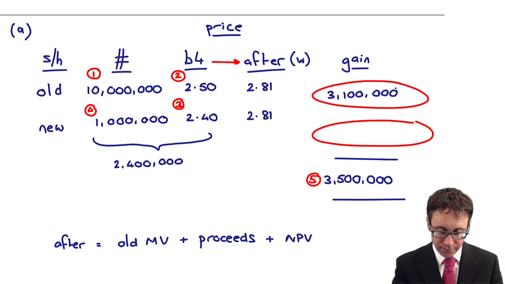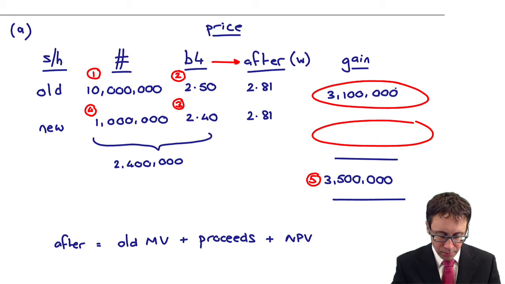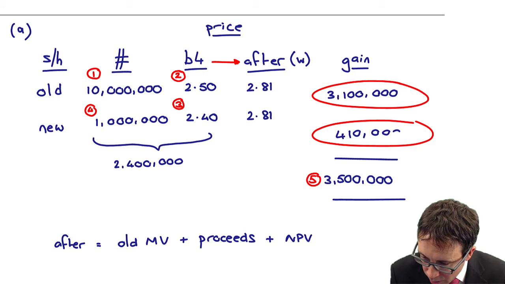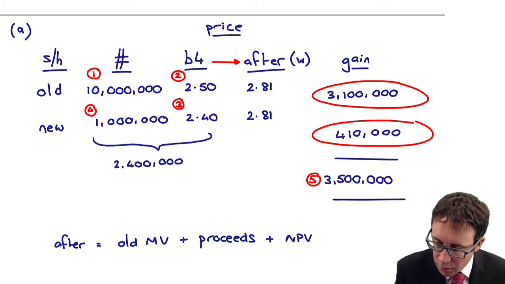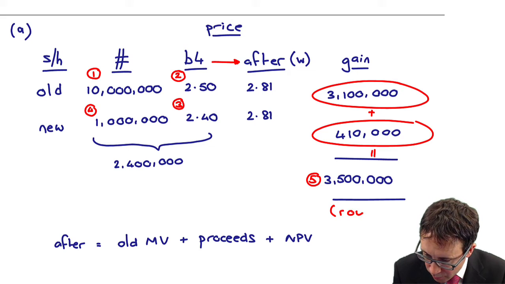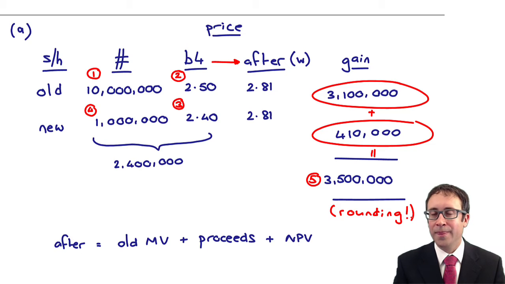The new shareholders, there's going to be a little bit of rounding, but who cares? You've got 2.81. They paid 2.40 just a few minutes ago and made a nice big gain of 41 cents per share, just like that. Multiplied by 1 million, does that give me 410,000? Okay. Clearly that doesn't total up exactly. The reason why is due to rounding. Okay. There you have it.